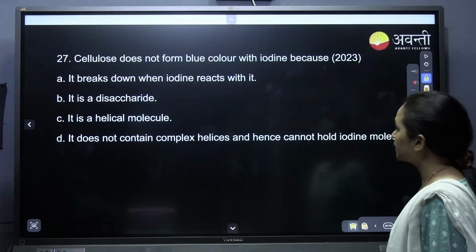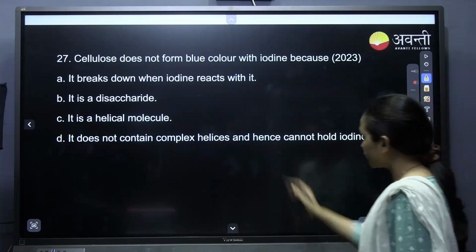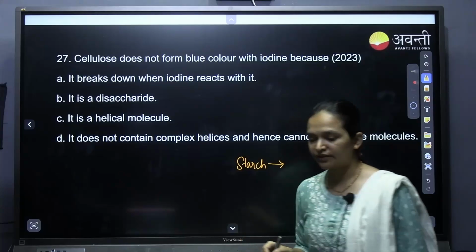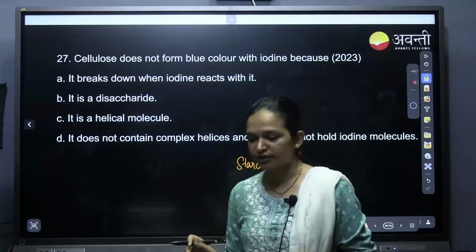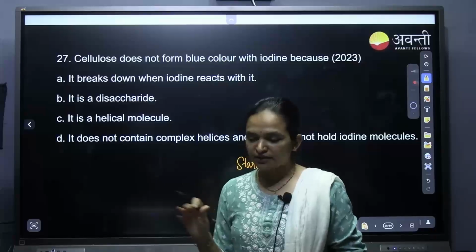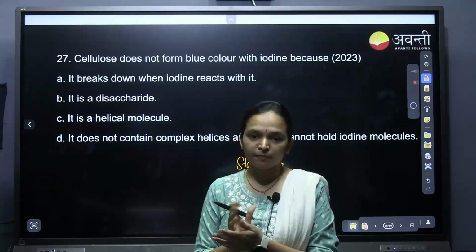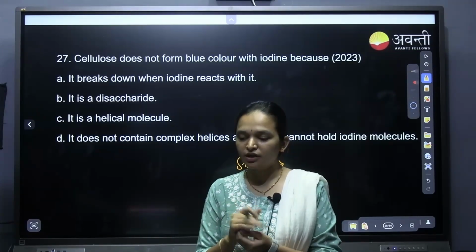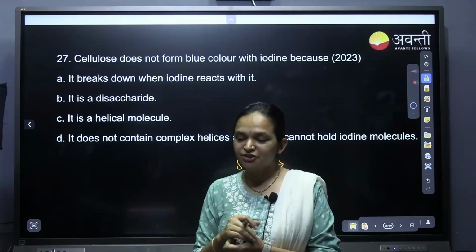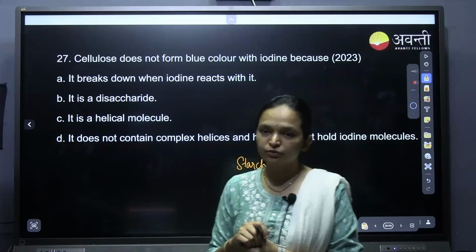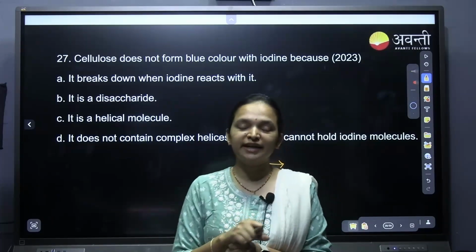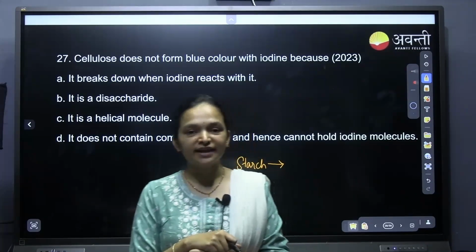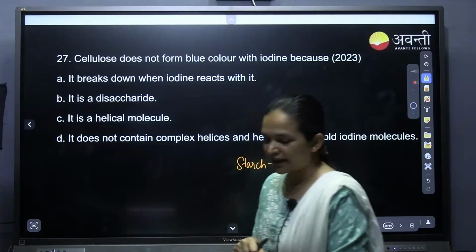Cellulose does not form blue color with iodine. Starch does. You have done this experiment when you were small kids. You take a potato and drop iodine on top of it, and suddenly the potato turns blue black in color. We call it the starch test, right? Or else if you grind rice, make a paste and add iodine to it, it immediately turns blue black. What do you conclude? It has starch in it.